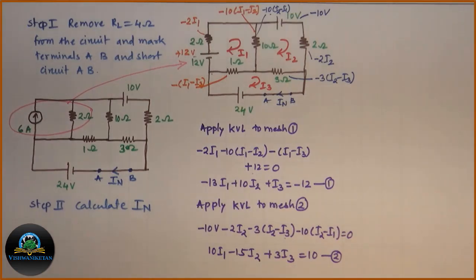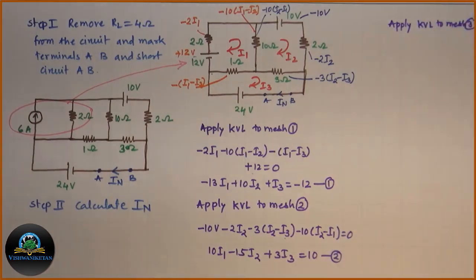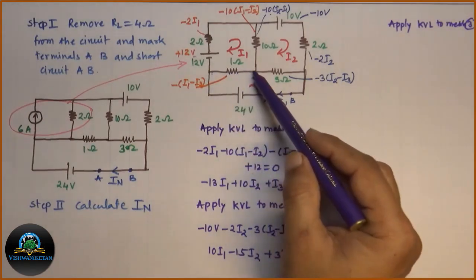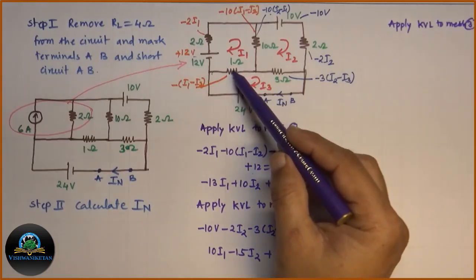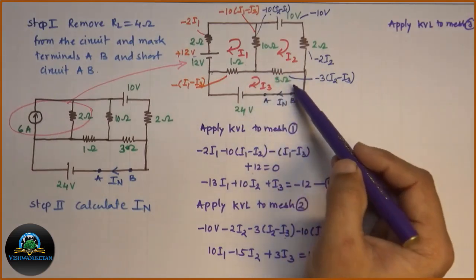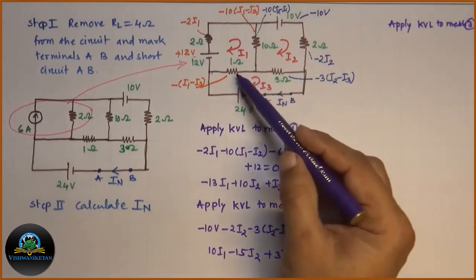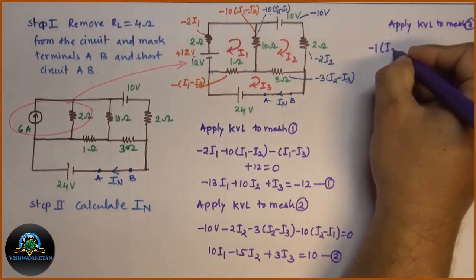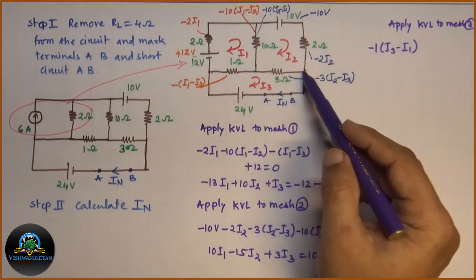Finally, we will apply KVL to mesh 3. For mesh 3, we will start with the 1 ohm resistor. The 1 ohm resistor is common for mesh 1 and mesh 3. So the current flowing through the 1 ohm resistor will be the resultant of I1 and I3. Now we are in mesh 3, so we will assume I3 to be greater than I1. So for the 1 ohm resistor, the voltage drop will be minus 1 (I3 minus I1).